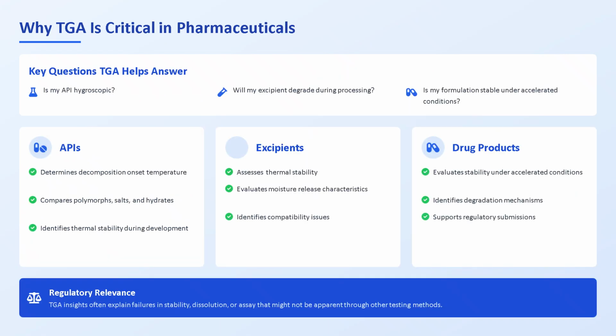A TGA curve provides critical insights into material behavior. Initial weight loss often represents moisture loss. Subsequent steps may indicate solvent evaporation. Larger drops in mass reveal excipient degradation or active pharmaceutical ingredient, or API, breakdown. Each step on the curve tells a story about how the material responds to heat.